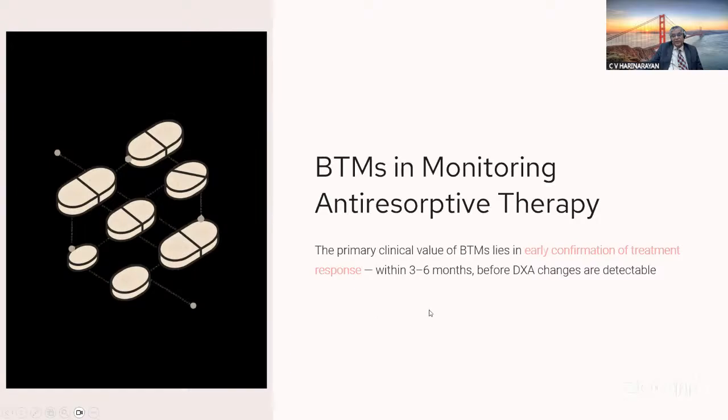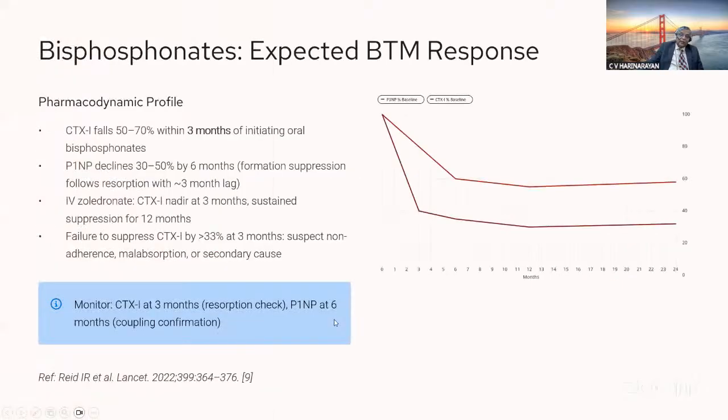So bone turnover markers in monitoring anti-resorptive therapy have primary value in early confirmation of treatment response within 3 to 6 months. DEXA changes will happen only after 12 to 18 months. Before that, if you want to see a response, then the bone turnover markers are very important.